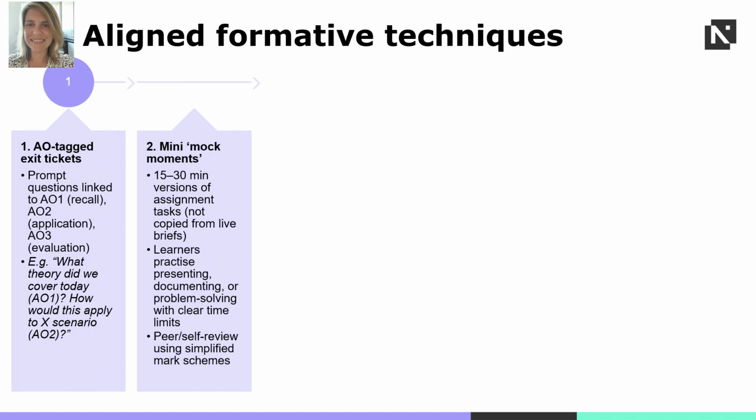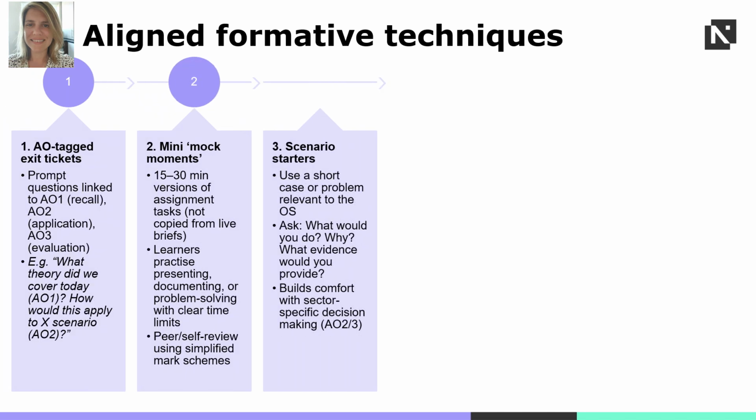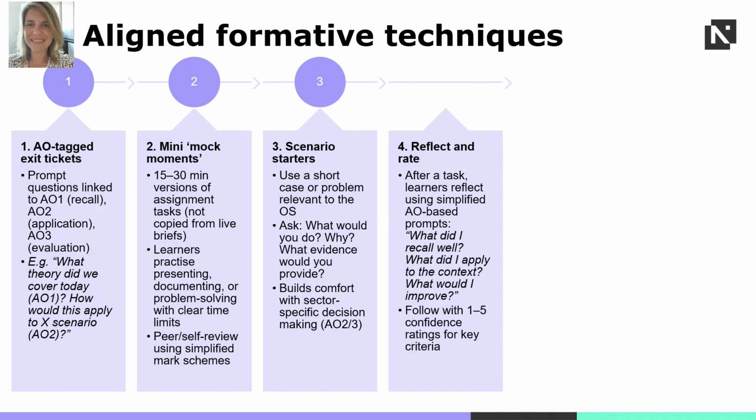Number 2, mini mock moments. These are 15 to 30-minute versions of assignment tasks, not copied from live briefs. Learners practise presenting, documentation or problem solving with clear time limits, followed by peer and self-review using simplified mark schemes. Number 3, scenario starters. Use a short case or problem relevant to the occupational specialism. Ask, what would you do? Why? What evidence would you provide? This builds comfort with sector-specific decision making.